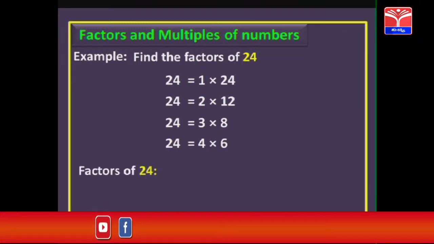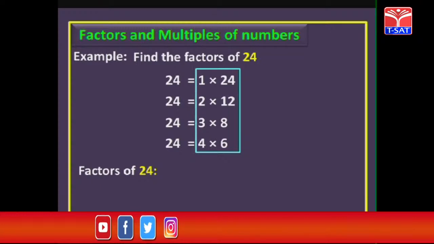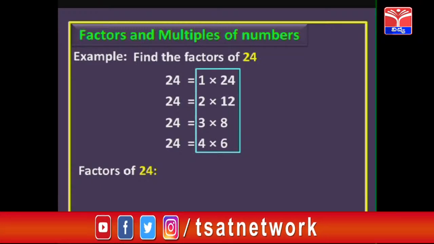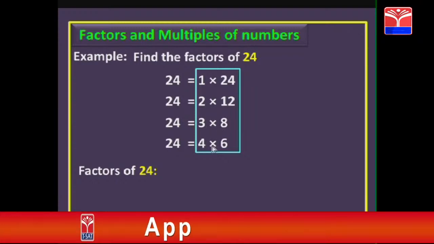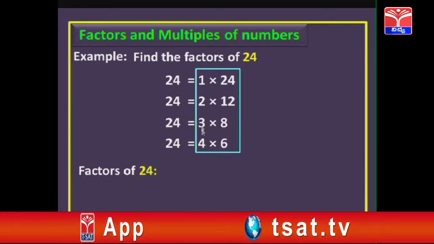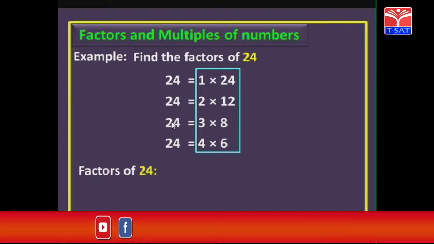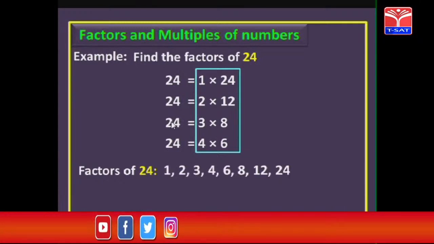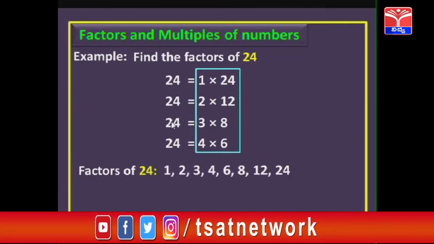Now, what will be the factors of 24 here? If you notice, all these numbers which you have written on the right side, that is 1 into 24, 2 into 12, 3 into 8 and 4 into 6, this 1, 2, 3, 4, 6, 8, 12, 24, these are called factors of 24. So, I can write the factors as 1, 2, 3, 4, 6, 8, 12 and 24.